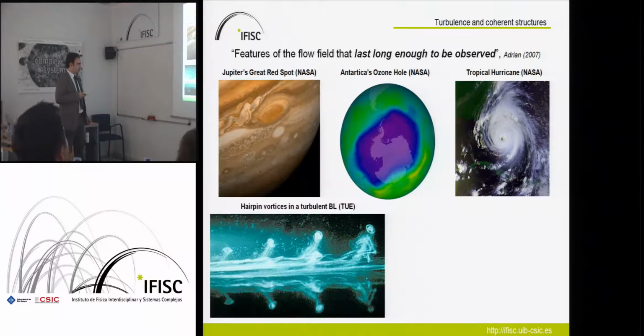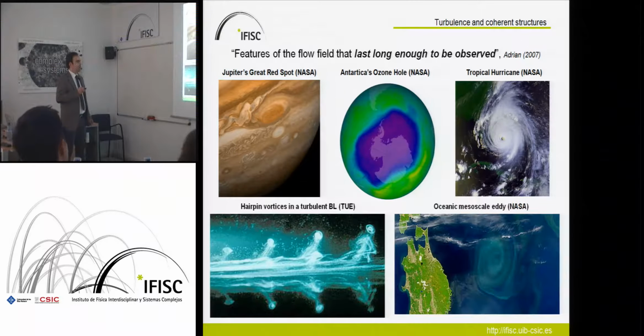And here I put the hairpin vortices in a turbulent boundary layer. So this is the flow. This is a flat plate, and we have here the flow, and we have these structures in the turbulent flow that are clearly visible, and seem to be actually a kind of organization. And the other example, also perhaps the most important, is again the oceanic mesoscale eddy, that here we can observe again by looking at chlorophyll concentration. So this is the definition of a coherent structure.